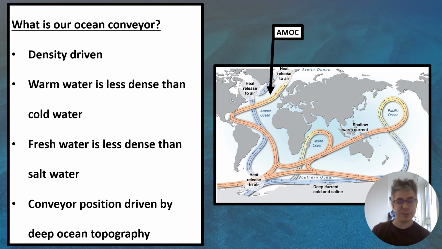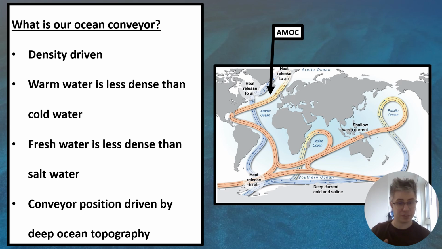So, what is the global ocean conveyor belt, and how does it work? Well, it's density driven, and there's a few points I'm going to take you through to talk about what that means. To start off, warm water is less dense than cold water, and fresh water is less dense than salt water. And if you think of it in terms of just weight, if I had the weight of the water and I added the salt, it becomes heavier than just the weight of the water on its own. And that's what we mean by salt water being more dense than fresh water.